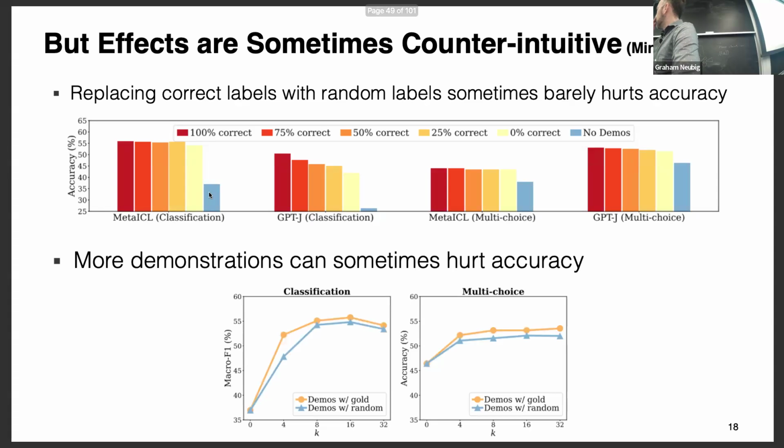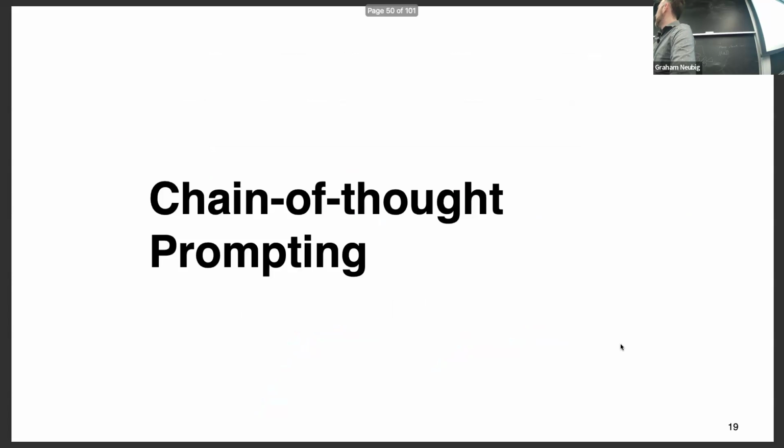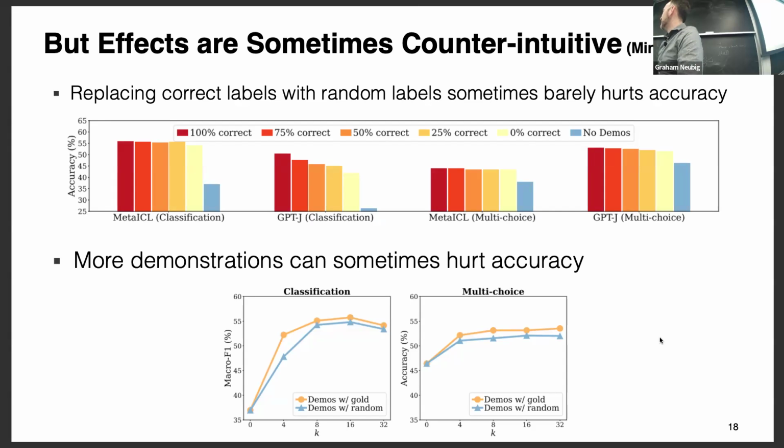Cool. The second thing is more demonstrations can sometimes hurt accuracy. So this is like binary classification versus multiple choice question answering. And actually with binary classification, the model ends up getting worse with more examples, probably just because the longer context confuses the model or moves the instructions that are provided to the model farther away in the context, so it starts forgetting them. So basically, what I want to say is, this is more of an art than a science. You might not get entirely predictable results, but don't worry, it's not just you.